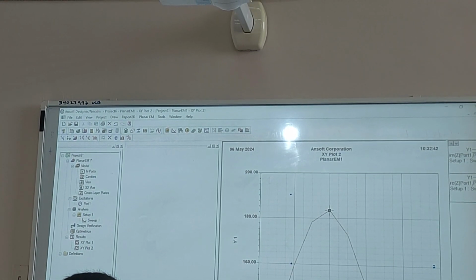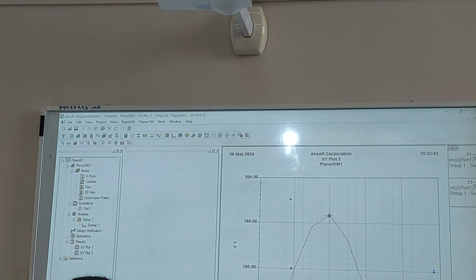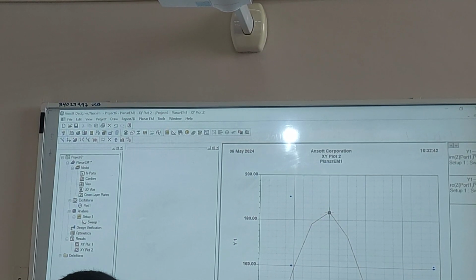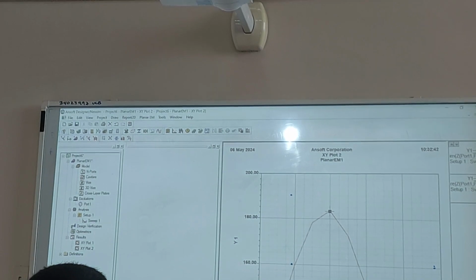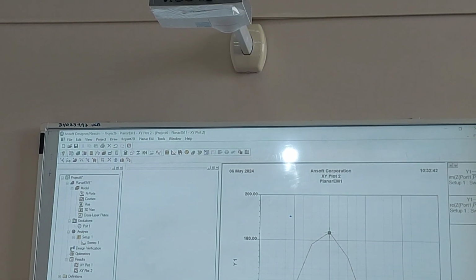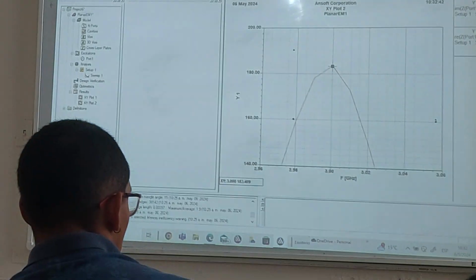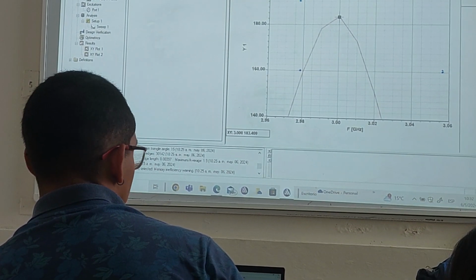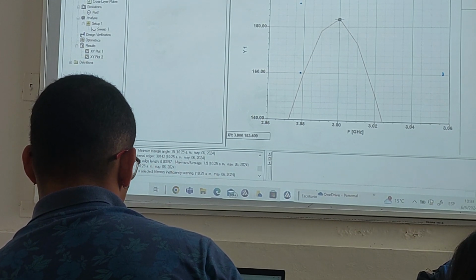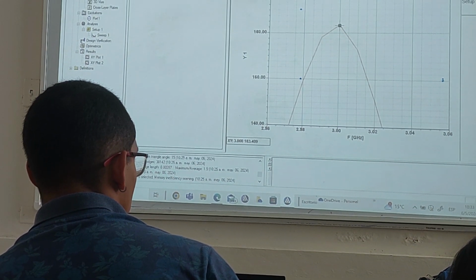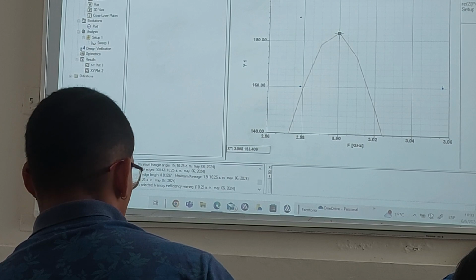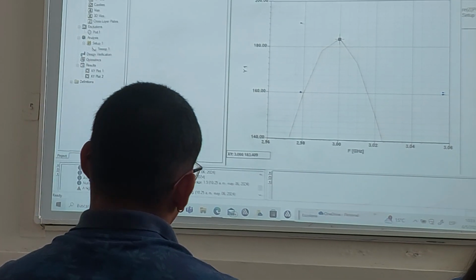Then here, we have as a real part 183.41 ohms as an input impedance. We are in this position of the Smith chart. Okay? Now we need to make a coupling. Okay?